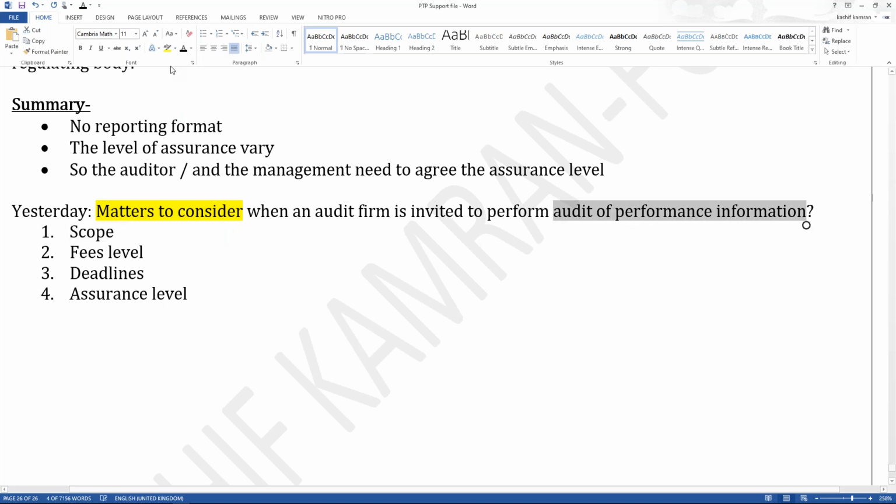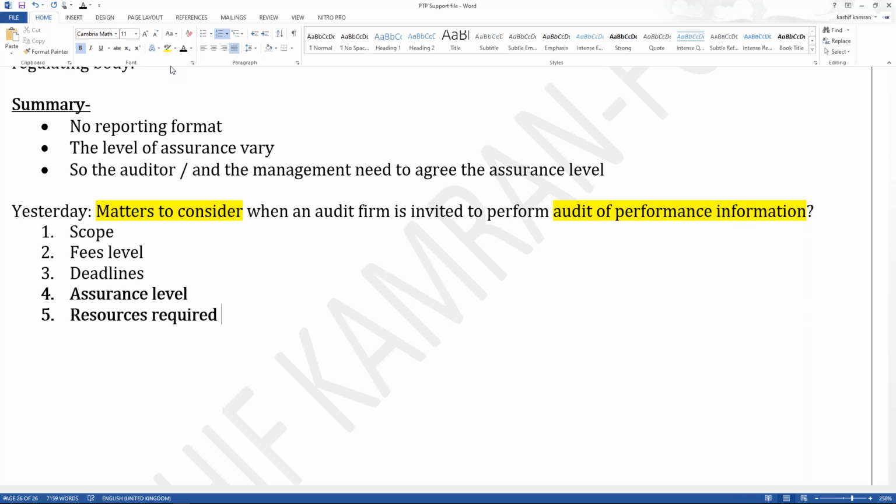Do you believe it is a matter to consider in the case of audit of performance information? The assurance level is a very important matter because there is no defined assurance level. If the assurance level is defined, it will not be a matter to consider, right? But because the assurance level is not defined, it is a matter to consider. And do you believe with the change in the assurance level, your fee level will also change? With the change in the assurance level, your scope will also change. With the change in the assurance level, your resources will also change. The resources required to perform this engagement, right? So try to understand the topic in a holistic manner.